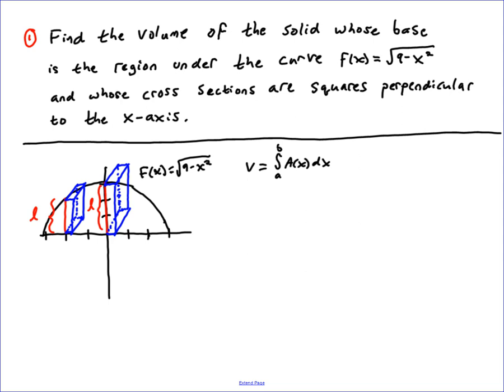Okay, so let's start with this first problem, in which we're asked to find the volume of the solid whose base is the region under the curve f of x is equal to the square root of 9 minus x squared, and whose cross-sections are squares perpendicular to the x-axis.